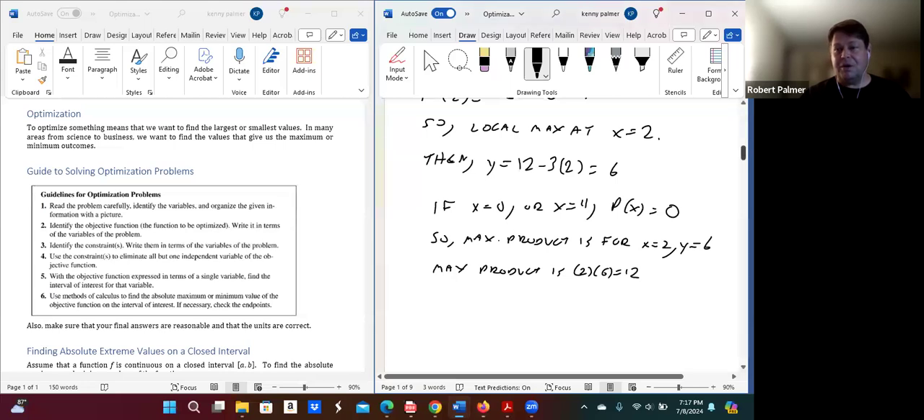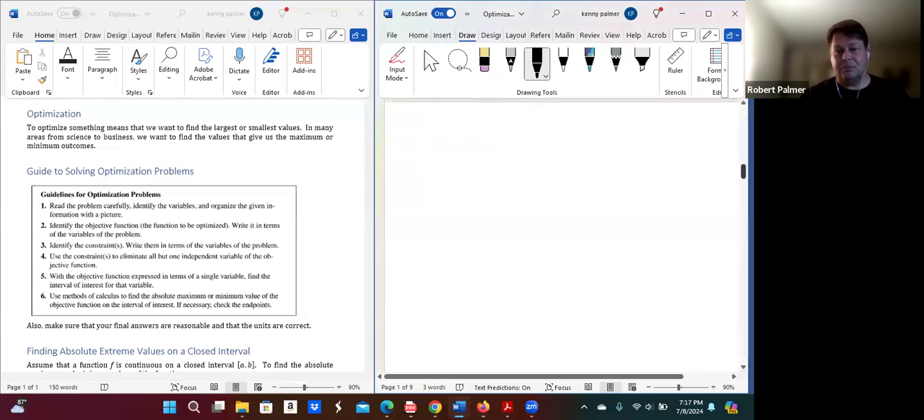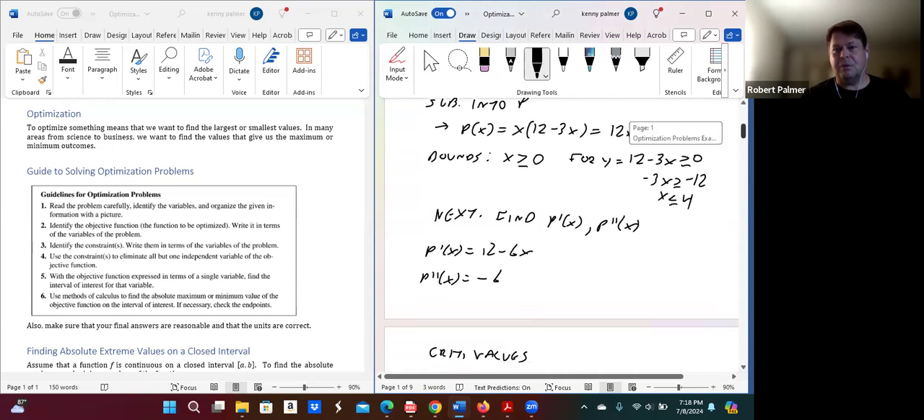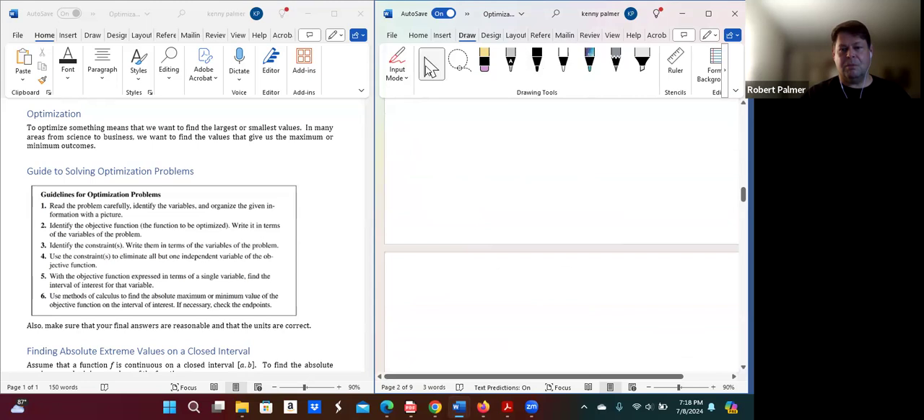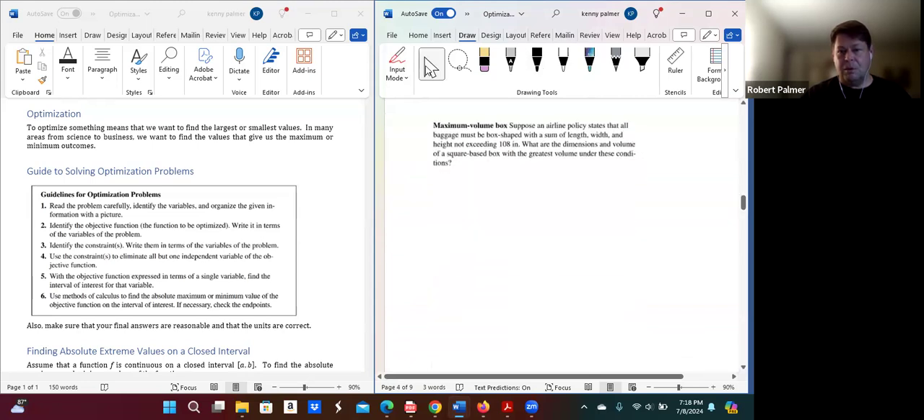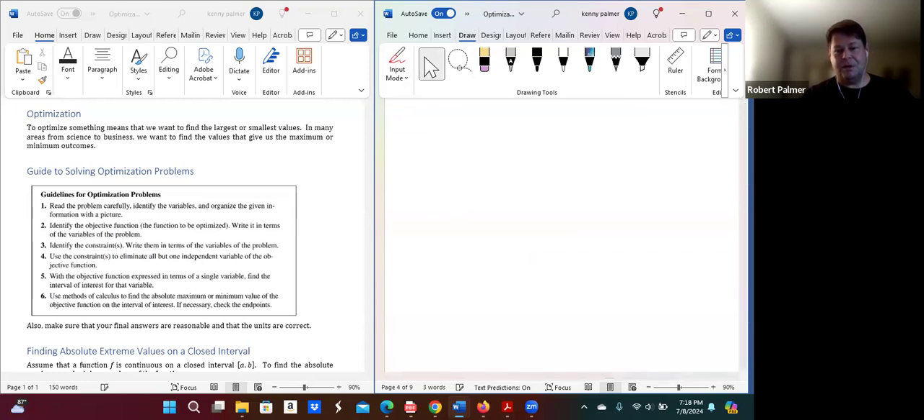Okay, let's look at our second example. Okay, hang on just a second. Okay, yeah. So number 2 is our second one. I probably also need some more space here as well. So let's get some more space. Okay.